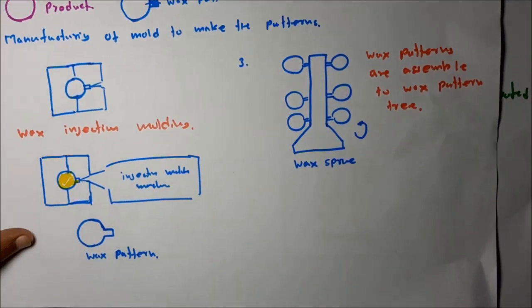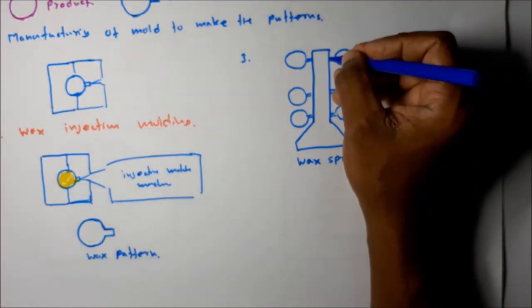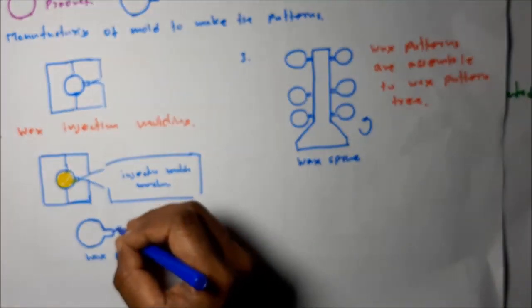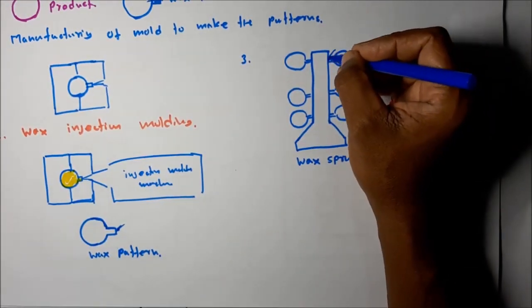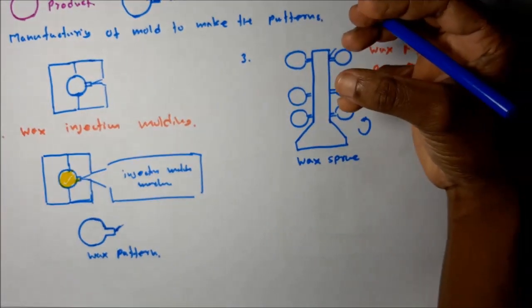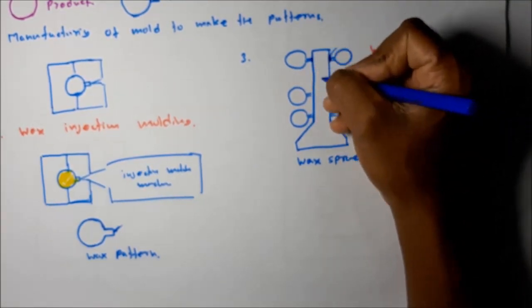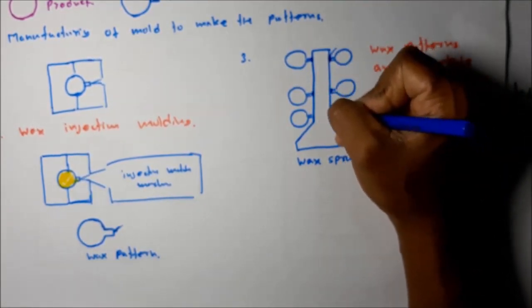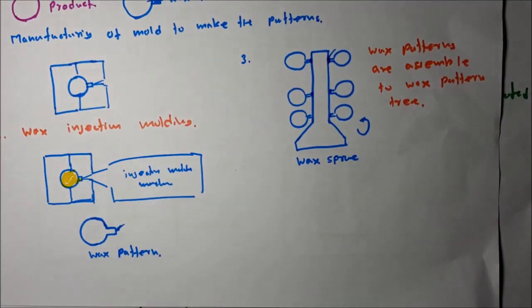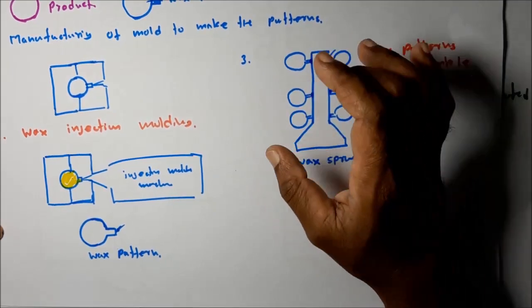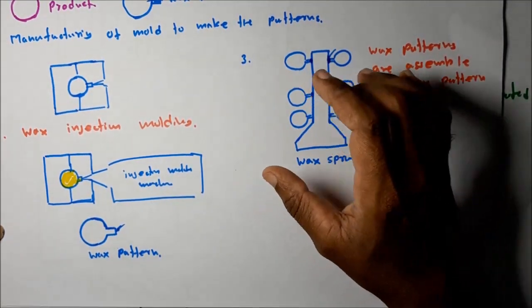That means these two areas are heated using the pencil torch flame. Then when it touches the wax sprue, it hardens. When it hardens, it attaches to this wax sprue. That is how this is assembled. Then this is the complete wax pattern for this operation.